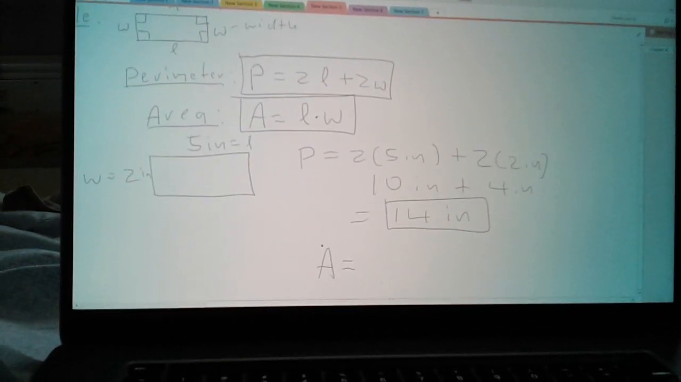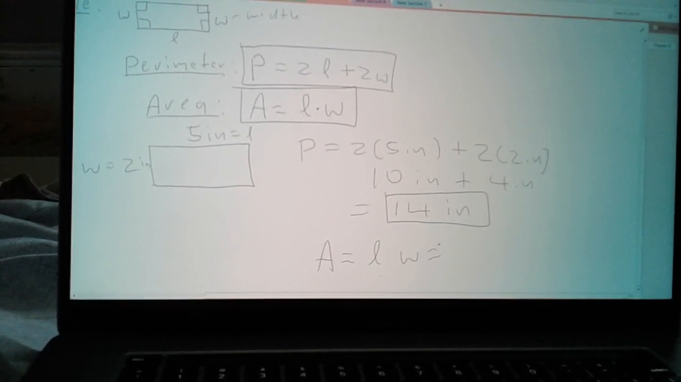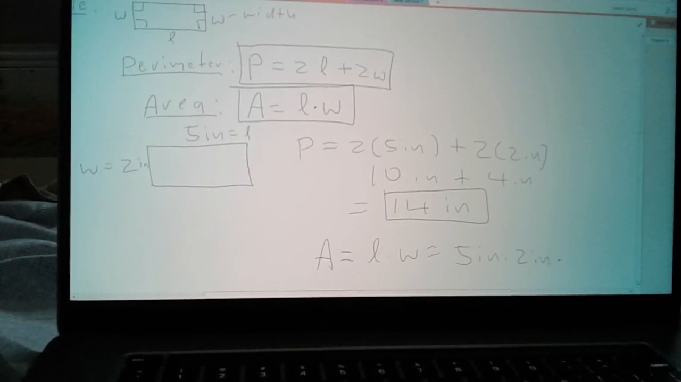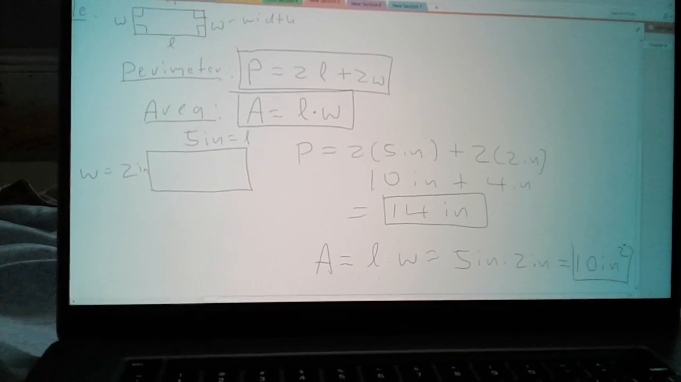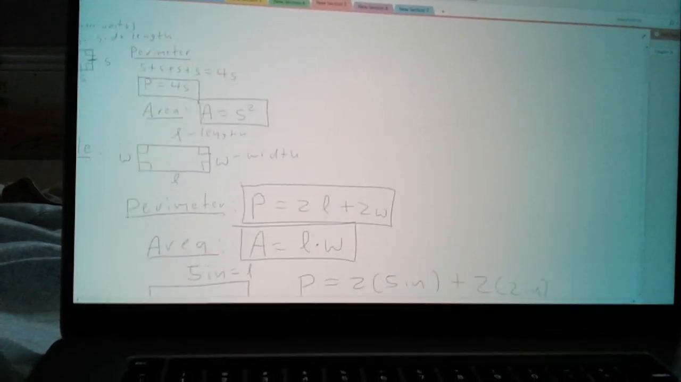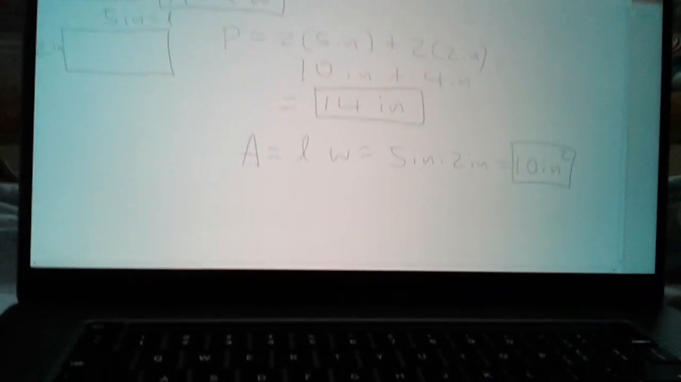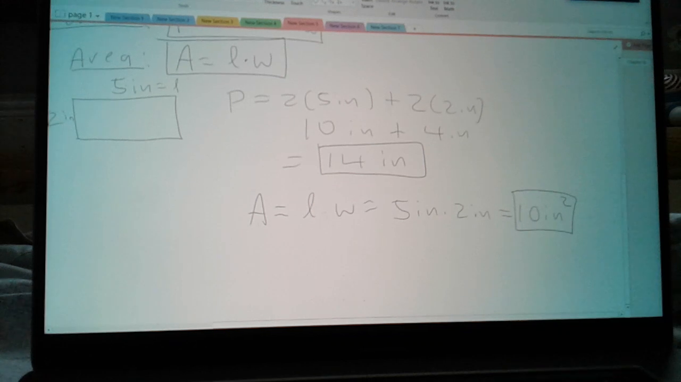Area, it's easy. You just multiply the length times the width. So L times W would just be 5 inches times 2 inches. So I get 10 inches squared. So again, area is in 2 dimensions, so that's why we have to put a 2 on top of it. And perimeter is only in 1 dimension, so we don't have to write anything on top.